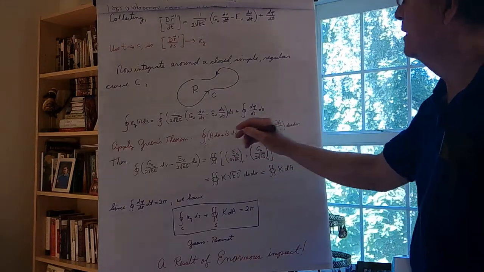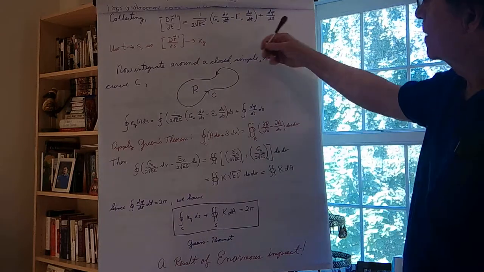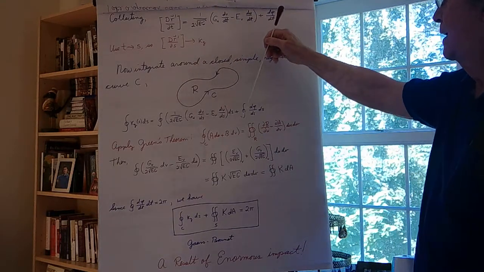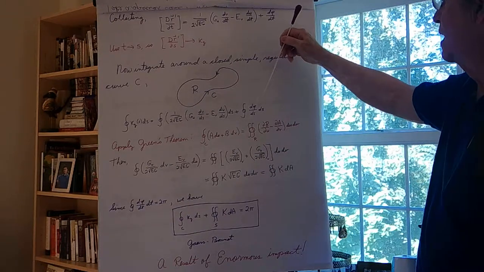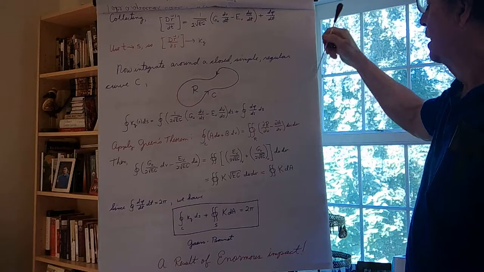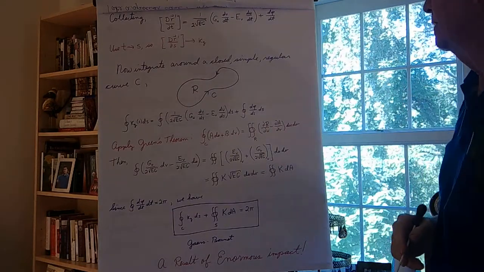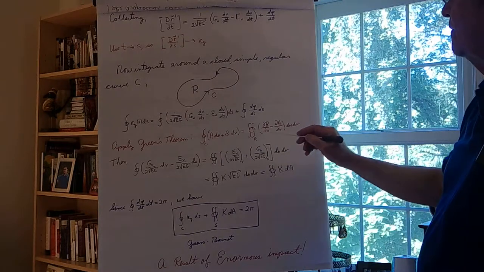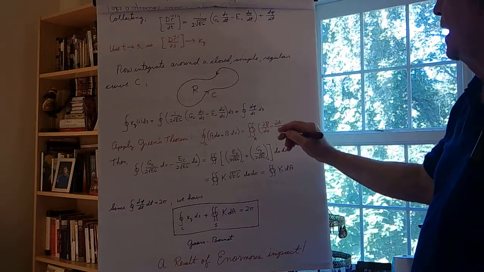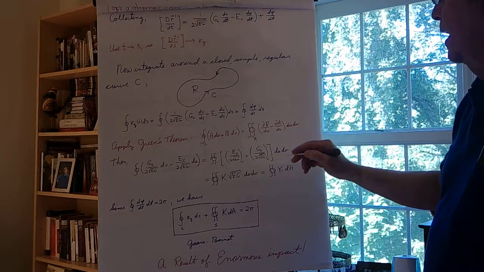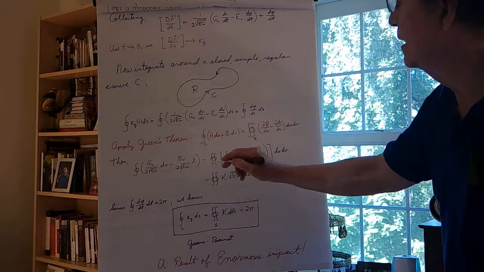I can apply Green's theorem. I remember Green's theorem from my vector calculus. It tells me that I can calculate this line integral in terms of an area integral if I take these derivatives as shown here. So let's apply it here, identifying A and B with these two terms. And so here it is.